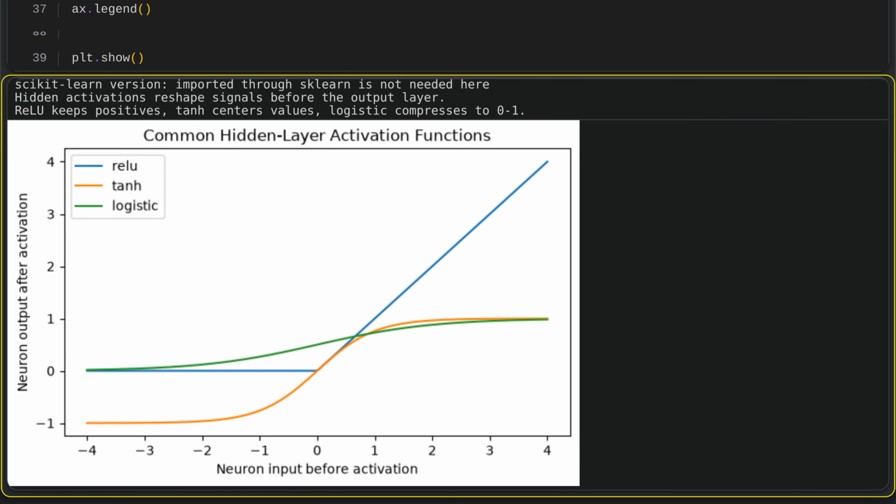This visualization compares how 3 common neural network activation functions transform inputs from -4 to 4. ReLU keeps positive values and turns negative values into 0. tanh centers outputs around 0, and the logistic function compresses outputs between 0 and 1. Plotting these curves shows how each function adds a different nonlinear transformation before the network's output layer.